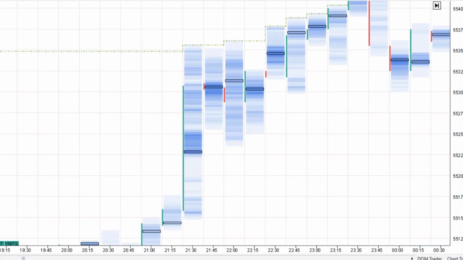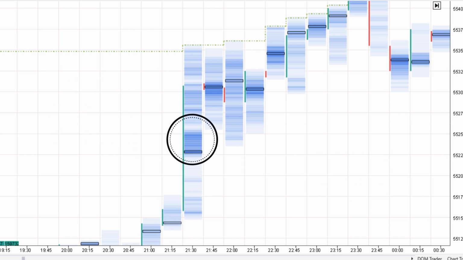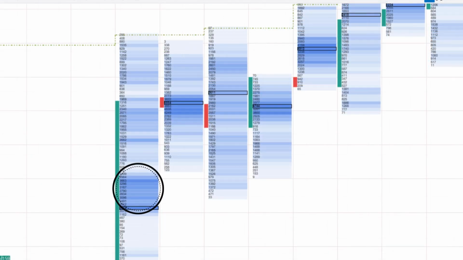We are looking at the NYSE open on the ES contract. Just to remind you, I am 12 hours ahead of New York, therefore below you can see it says 9:30 p.m, but this is 9:30 a.m. in New York. On the opening 15-minute candle, we can see a build-up of volume here. Let's zoom in to make it clearer.